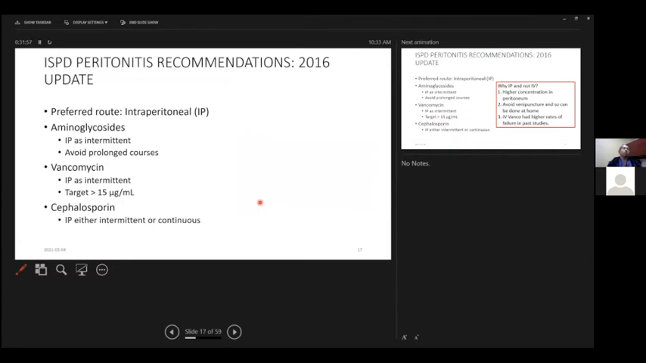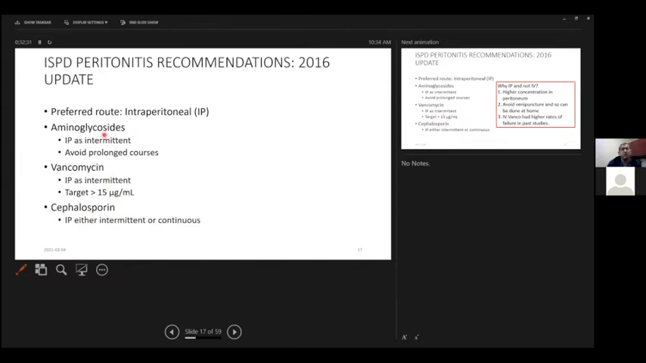Okay, so now, how do you treat? You treat with intraperitoneal medications, and that's the preferred route. And what do you treat with? Aminoglycosides. You want to treat for 2 to 3 weeks. Avoid prolonged courses like more than 3 or 4 weeks. Then you have vancomycin and you target the level as 15. Again, you do it only intraperitoneal, or else you can use cephalosporins, which is intraperitoneal, intermittent or continuous. That is intraperitoneal, okay, not IV. Nowhere here have I mentioned IV or oral, okay?